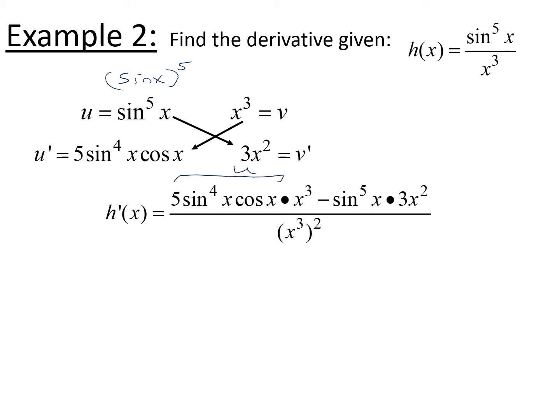So this is u prime. This right here is v. And then this is going to be u right here and v prime, all divided by v squared. Okay, so just kind of getting your pieces and bearings with that. The order does matter because we are using subtraction and we're taking the difference of these two products.